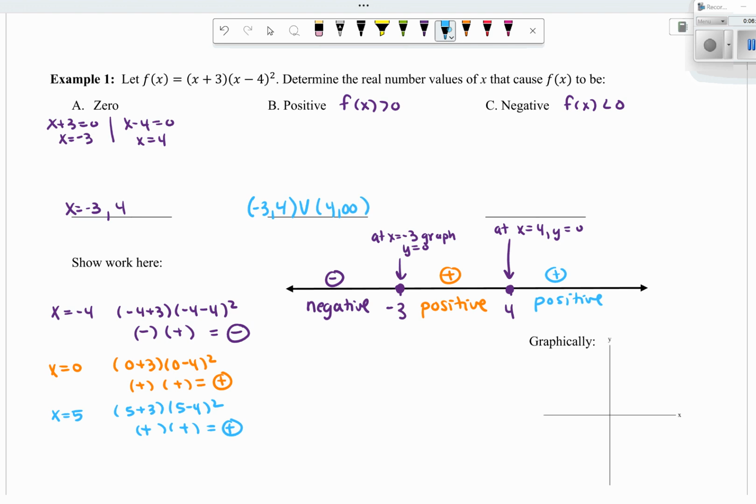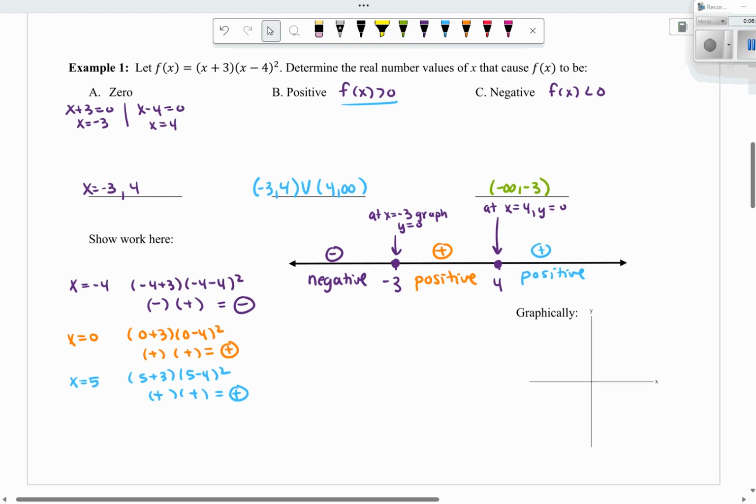And again, I can't just write from negative 3 to infinity because at negative 3 and 4, we are equal to 0. And this is just saying f of x is greater than 0. So you have to be careful about that. And then it says, where are we negative or less than 0? So we are negative from negative infinity to negative 3. And again, it's going to be using a parenthesis because at negative 3, we are equal.